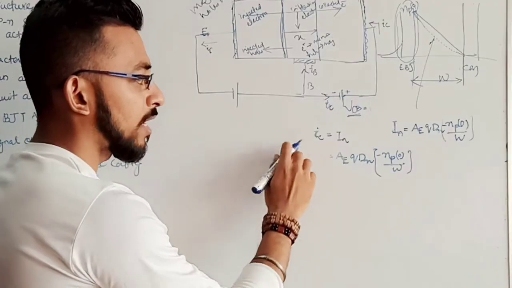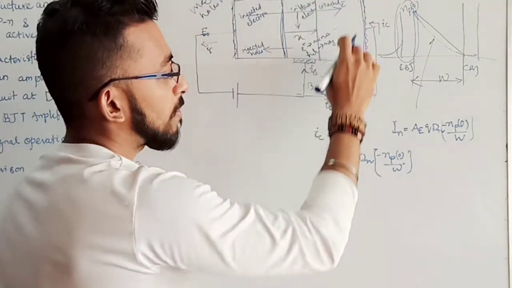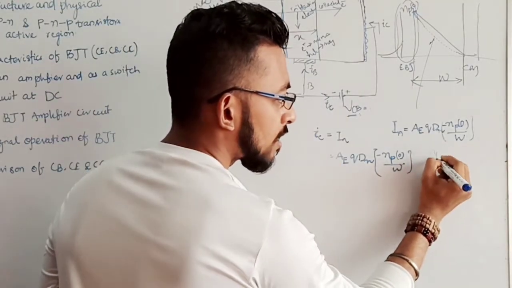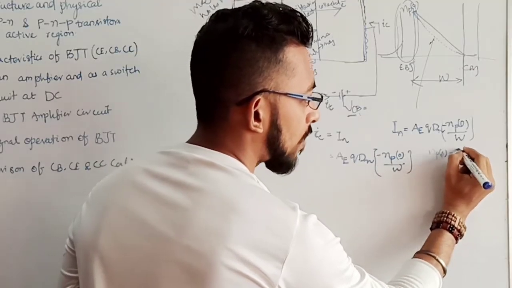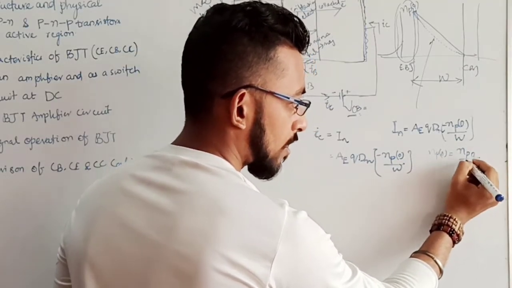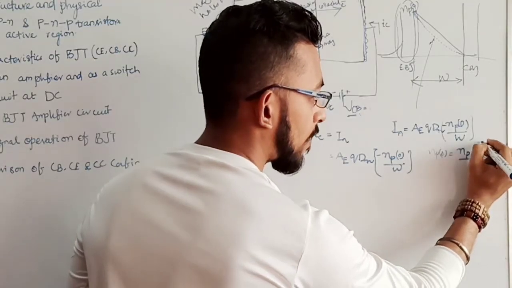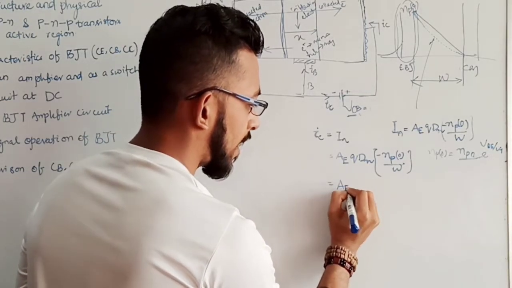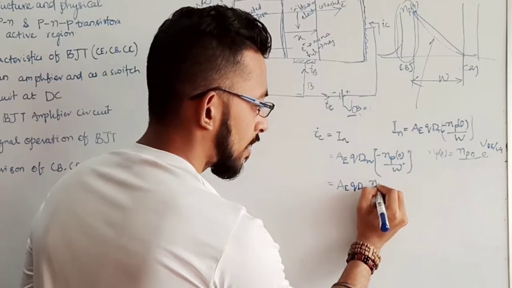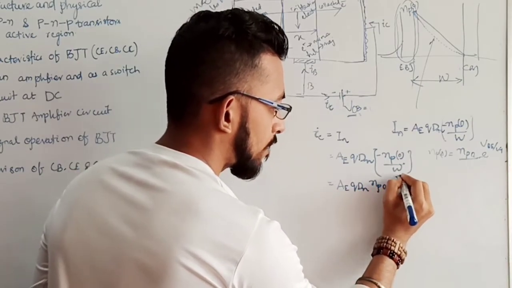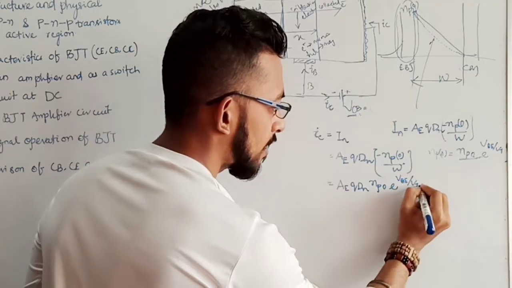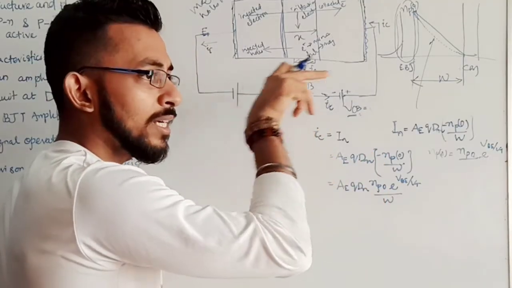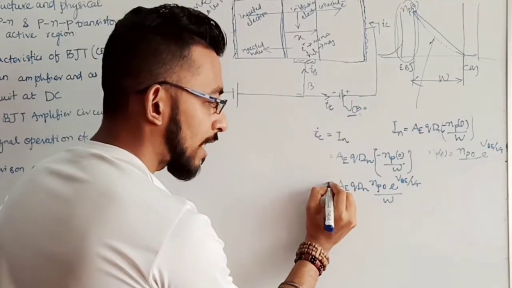This is our collector current, which is due to the collected electrons that are swept because of this VCB. Now what is our NP naught? We read in the last class that NP naught is NP0, the equilibrium NP, multiplied by e power VBE upon VT. So it becomes A E Q D N NP naught e power VBE upon VT upon W. I am neglecting the negative sign because I am taking my X direction and my IC direction both in the same direction.